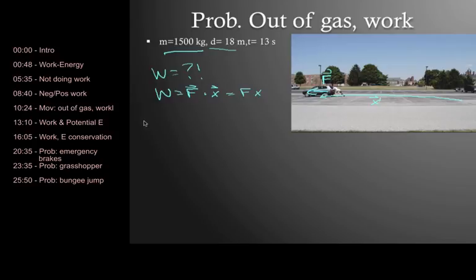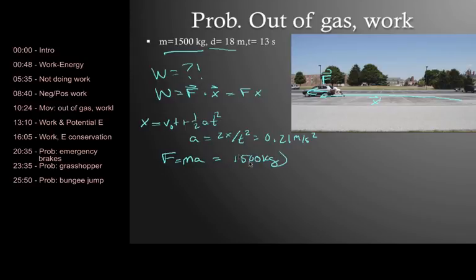So the distance that we pushed the car was 13 meters. And we can figure out what the acceleration of the car was using kinematics. And so then we're going to get a is going to be 2x over t squared. And this is going to give me 0.21 meters per second squared. So then the force on the car is going to be mass times acceleration. So that's 1,500 kilograms times this 0.21 meters per second squared. And this is going to give me 320 newtons.